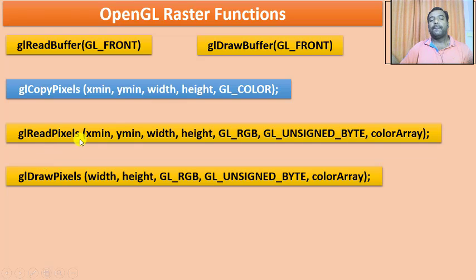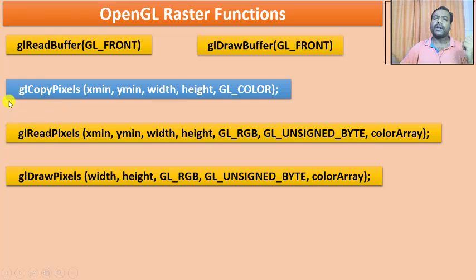Now this is the usage of the read pixel. So read the pixel from the created block of pixels and store it in an array called color array. Using that color array, I am going to draw the pixels, which is going to be the new or modified information from the color array.